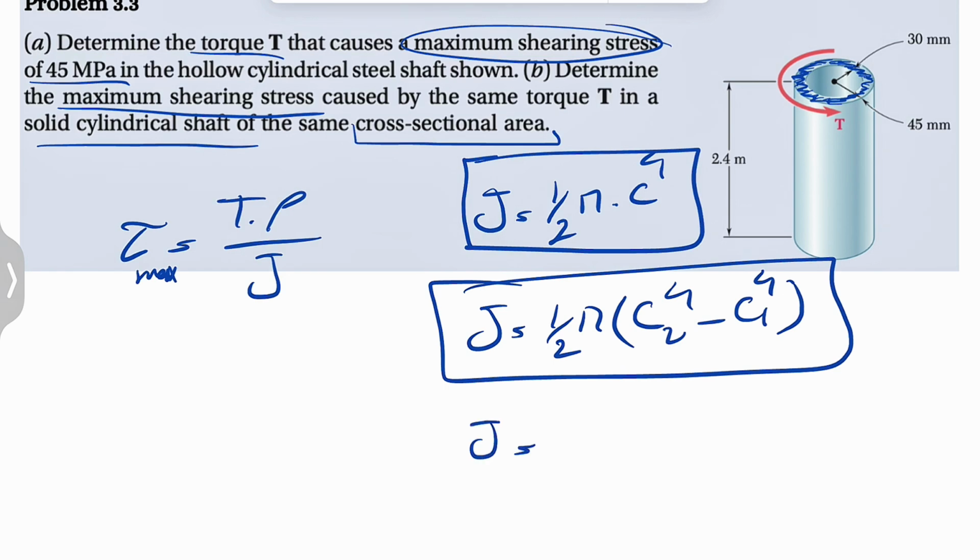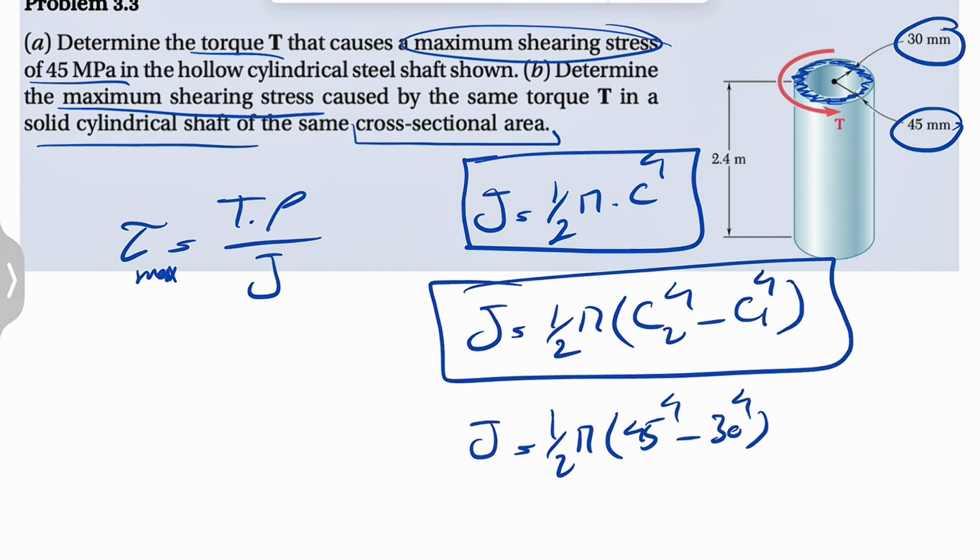So let's just find the J in here, 1/2 of pi. The outer radius is 45, so 45 to the power of 4 minus 30 to the power of 4. And this is going to be millimeter to the 4. And if we want to convert this to meter to the 4, it's going to be times 10 to the negative 3 to the power of 4, which is 10 to the negative 12.